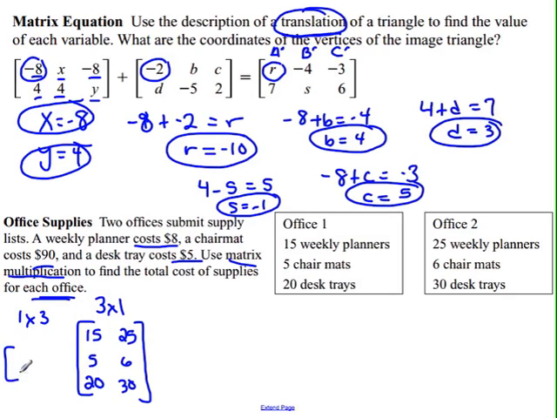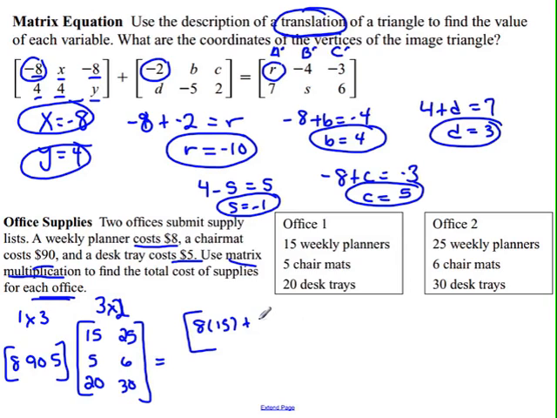So what I'll do is I'll break this into the costs. That'd be 8, 90, and 5. Maybe I should leave more space in here so you could tell the difference. When I multiply this out, I would simply take 8 times 15 plus, let's see, how am I going to write this? In the end it'll be a 1 by 1. That's not right. This is definitely a 3 by 2. So I'll have a 1 by 2 matrix.